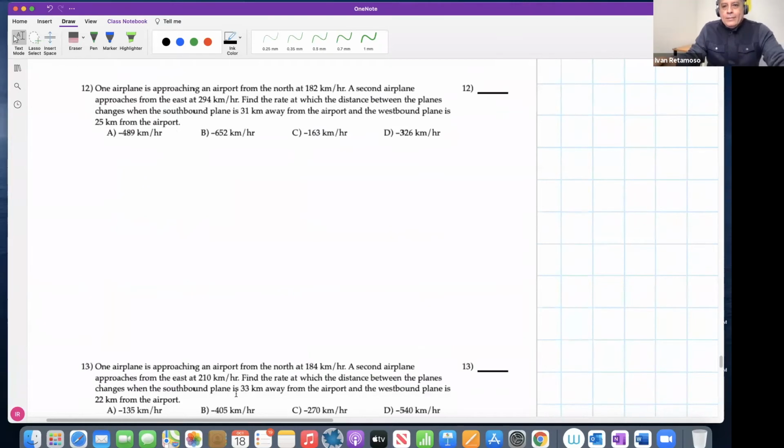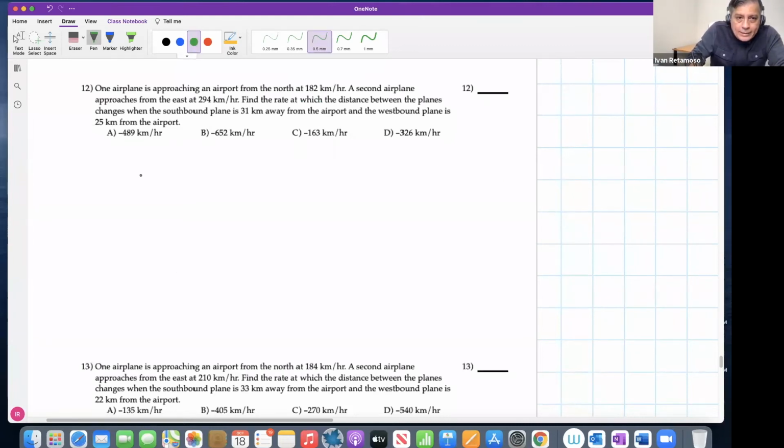Yeah, it talks about 2 airplanes. One airplane is approaching an airport from the north at 182 kilometers per hour. A second airplane approaches from the east at 294 kilometers per hour. Find the rate at which the distance between the planes changes when the southbound plane is 31 kilometers away from the airport and the westbound plane is 25 kilometers from the airport. Now, let me explain this nicely.